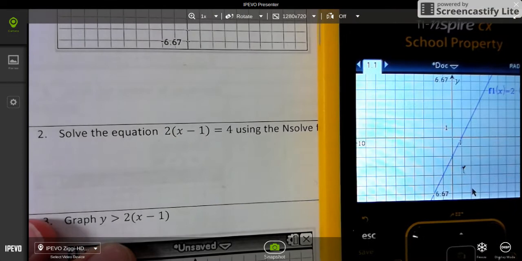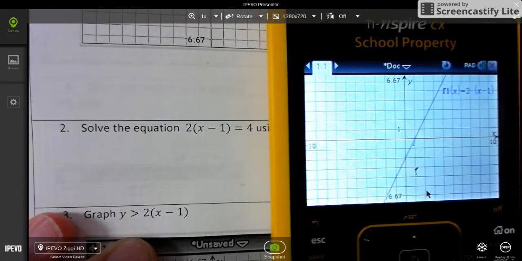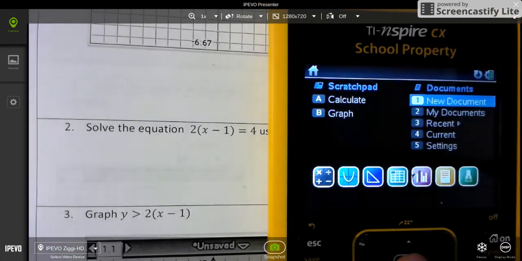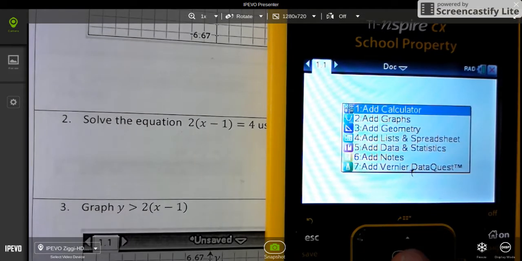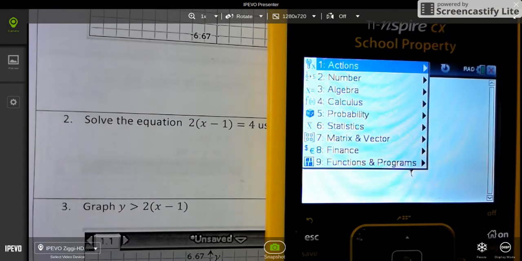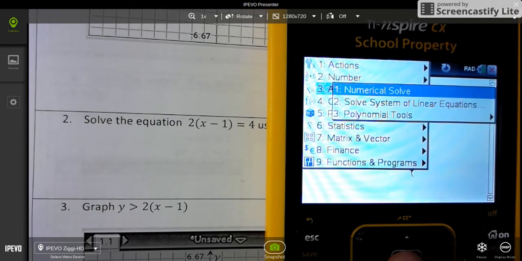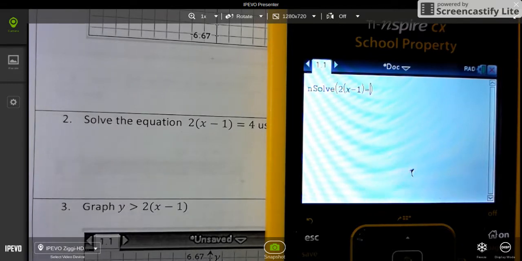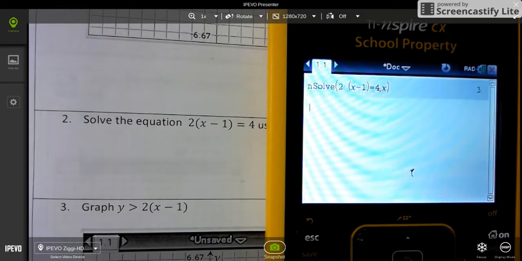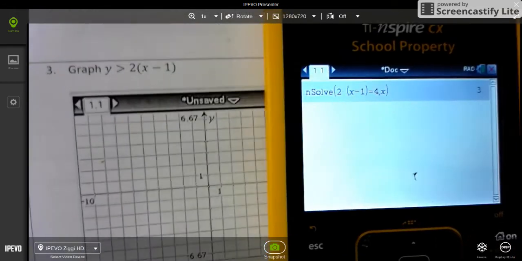All right, number 2 says solve the equation using the nSolve feature. To do that, you're going to go to On, New Document, No, Add Calculator, and then press Menu, Algebra, Numerical Solve, and type the equation: 2 parentheses x minus 1 equals 4 comma x. And that is how you solve an equation using the numeric solve feature of the NSPIRE. Let's move on to number 3.